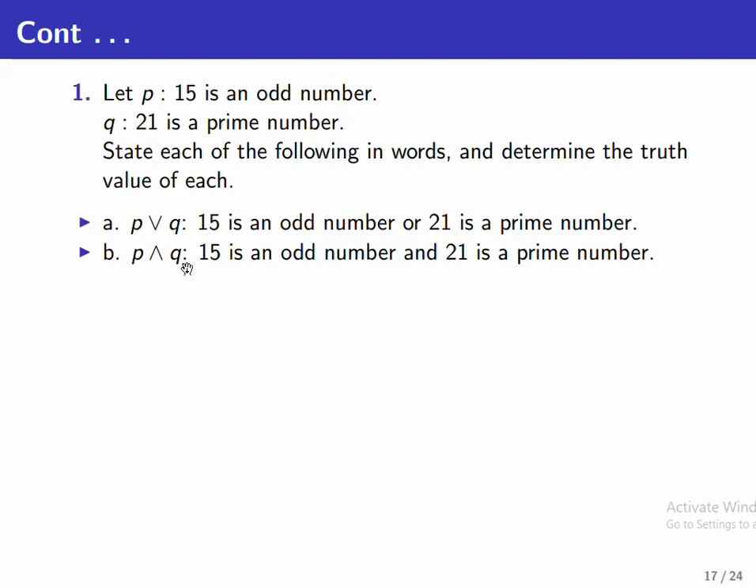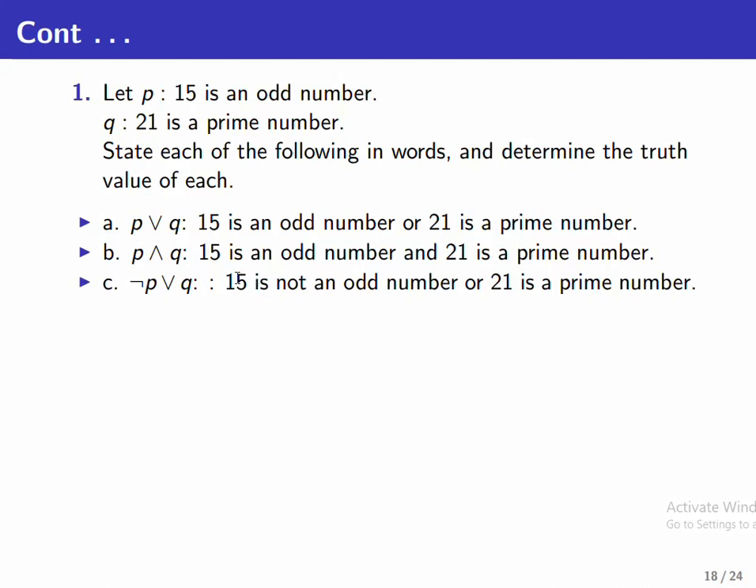Next, P and Q. P and Q can be written in words as: 15 is an odd number and 21 is a prime number. Since 15 is an odd number, which is true, and 21 is a prime number, which is false, therefore true and false becomes false.